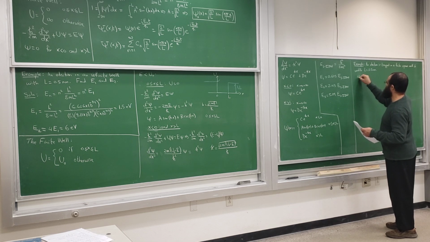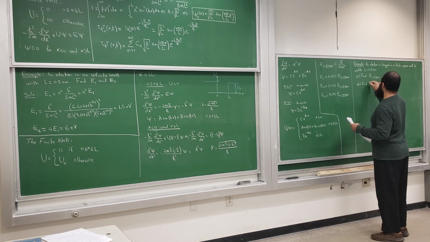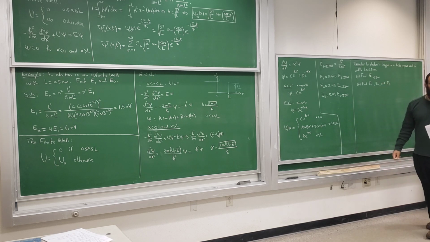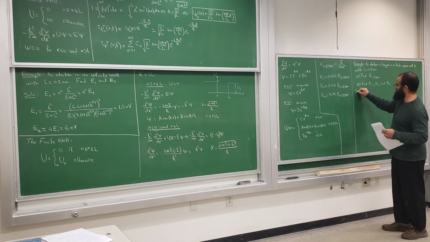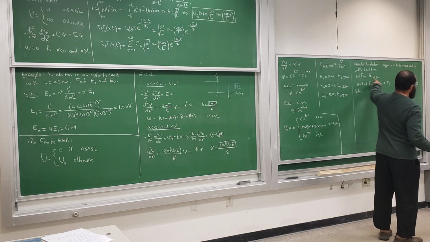So A, find E1 of the infinitely deep well, and then B, find E1, E2, and E3. These are for the finite one, and this one is the infinitely deep well.